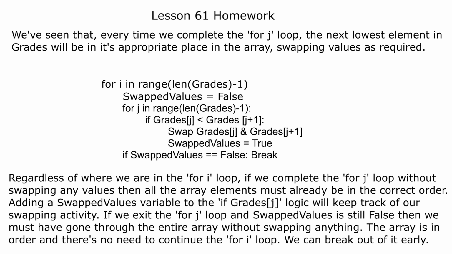If we exit the for-j loop and swapped values is still false, then we must have gone through the entire array without swapping anything. The array is in order, and there's no need to continue the for-i loop. We can break out of it early.